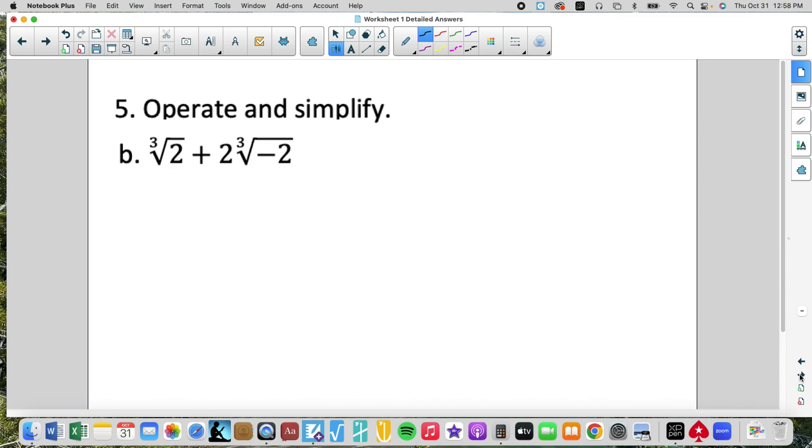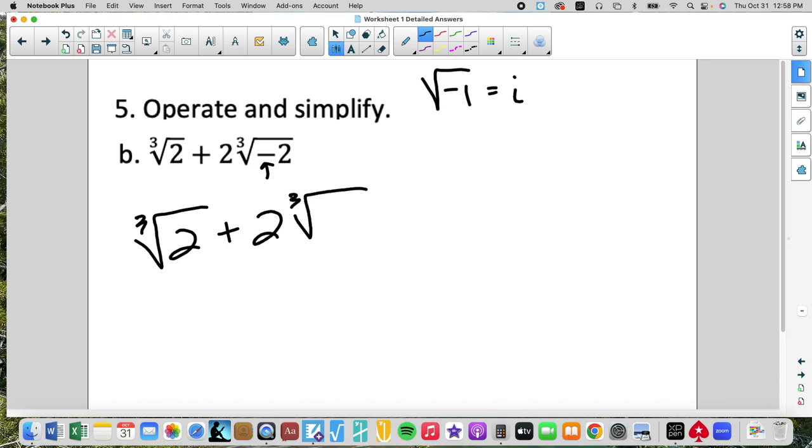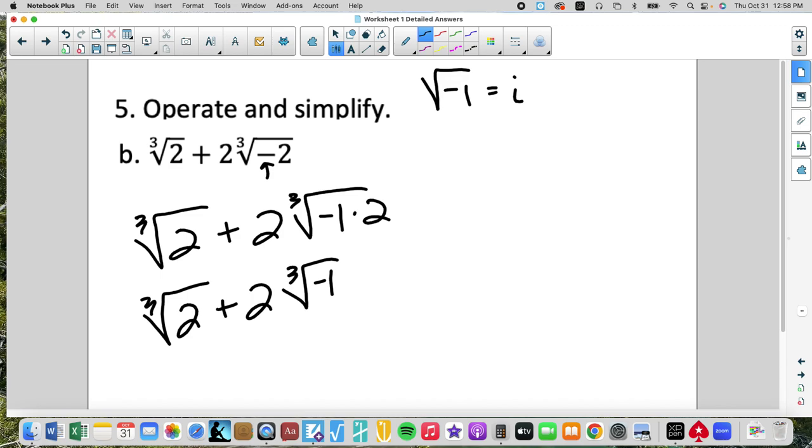Okay, operate and simplify. All right, this is negative, so we can pull that out because you can't take the square root, but we know that the square root of -1 equals i. So we're going to write the cube root of 2 plus 2 times the cube root of -1 times 2, and we're going to separate those. Oh, cube root of -1. Hmm, that doesn't equal i. That is the square root. Huh, okay. Well, hold on.